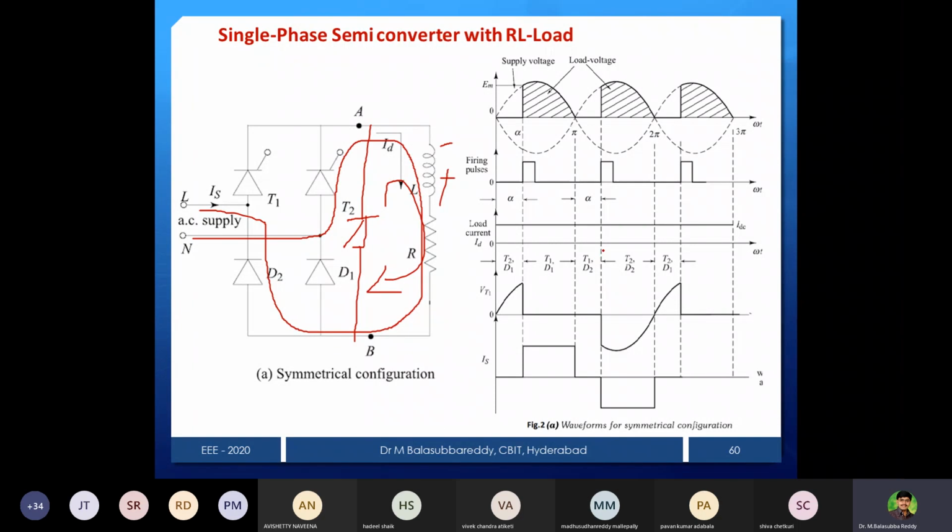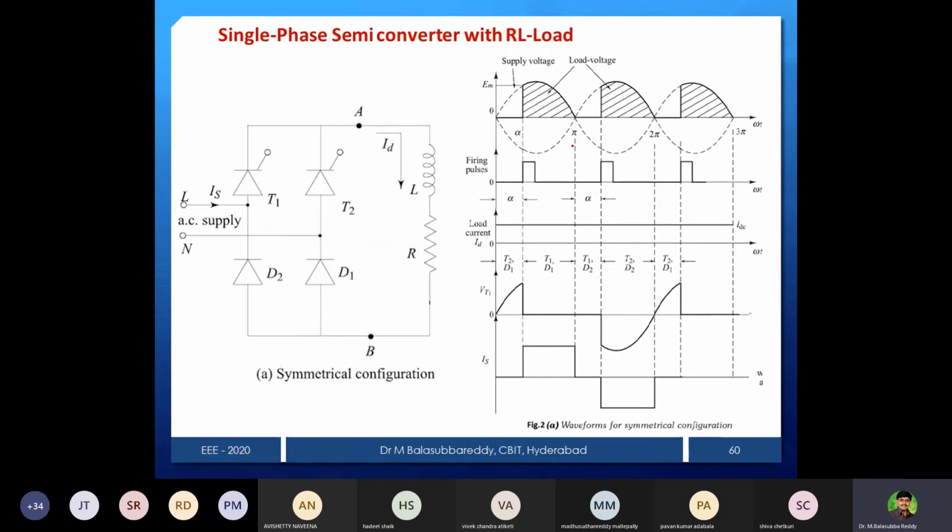Every instant, here what you will do? You just make it as a freewheeling diode. That's it. That is also fine. Some books represent it like that also. Anything is correct. So either you can use a freewheeling diode directly across the load. We can make it short. The purpose of our freewheeling diode is that it will not allow negative conduction.